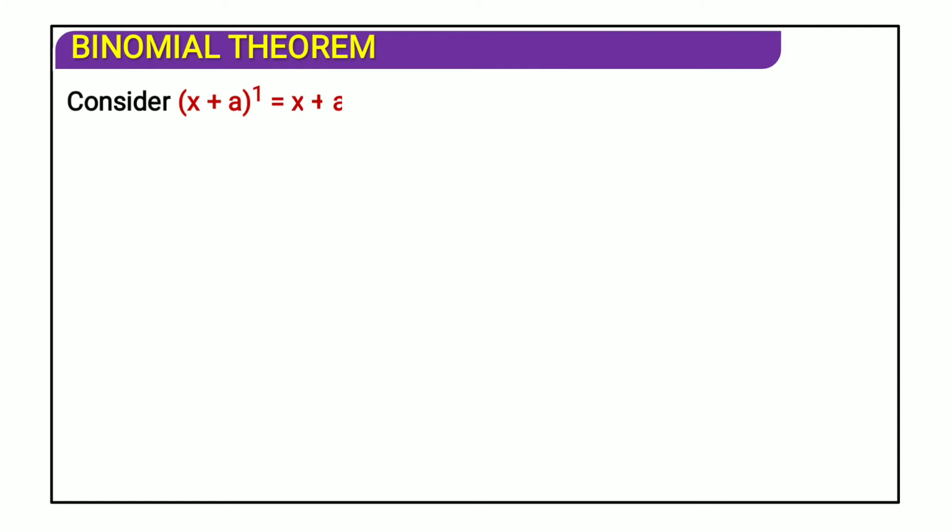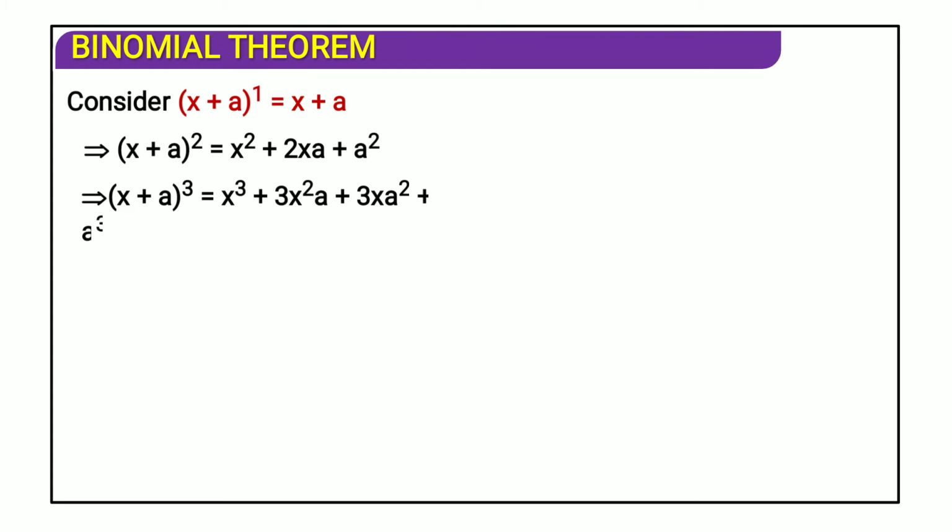I want you all to make notes while listening. You can pause the video and make notes. So consider x plus a, which is x plus a to the power 1, equal to x plus a. If I say x plus a whole square, then it is x square plus 2xa plus a square. Why so? Because as we know, the formula of a plus b whole square is a square plus b square plus 2ab. Then x plus a whole cube is x cube plus 3x square a plus 3xa square plus a cube. Hope you got this also.